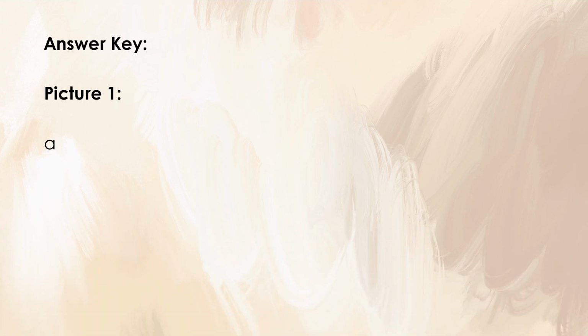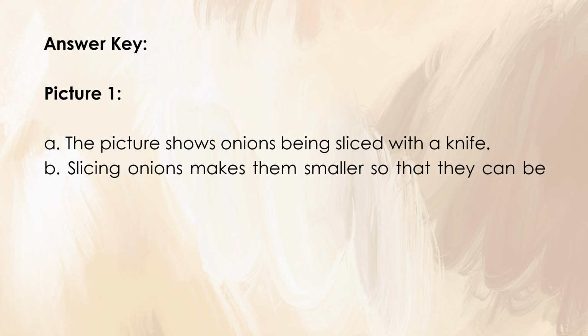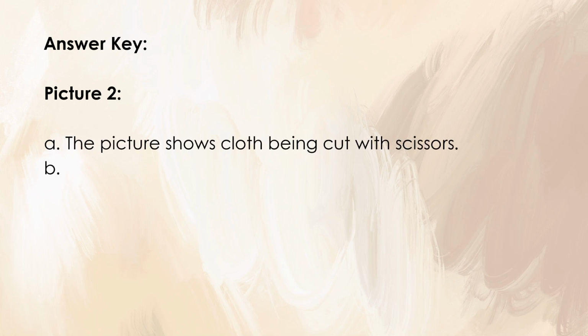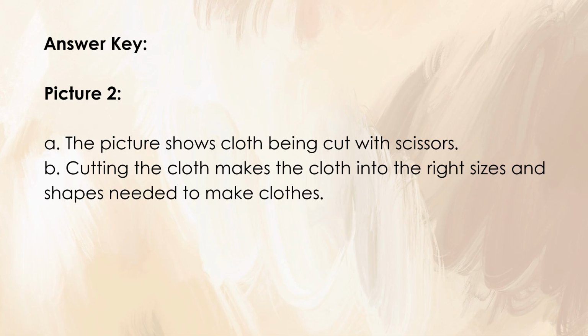Answer. Picture number 1. The picture shows an onion being sliced with a knife. Slicing onion makes it smaller so that it can be cooked easily. Picture number 2. The picture shows cloth being cut with scissors. Cutting the cloth makes the cloth into the right sizes and shapes needed to make clothes.